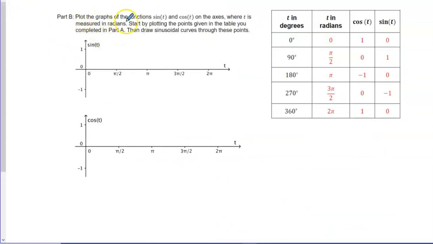Part B, plot the graphs of the functions sine t and cos t on the axis, where t is measured in radians. Start by plotting the points given in the table you completed in Part A. Then draw the sinusoidal curves through these points. I have the table here for you. I want you to pause the video and try your hand at it, and we'll look at the solution together.